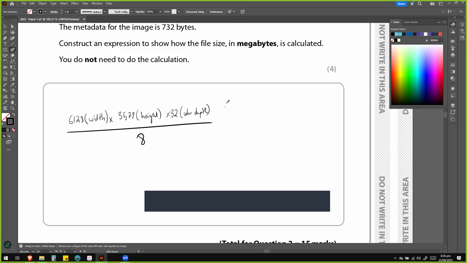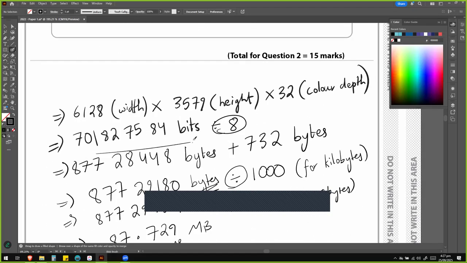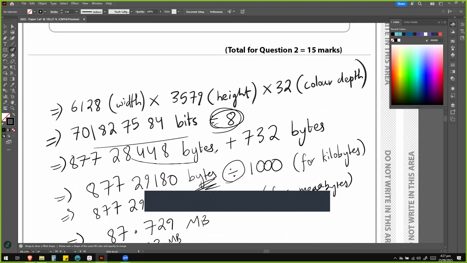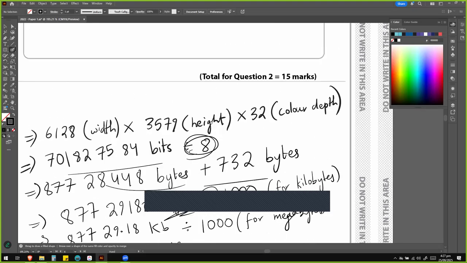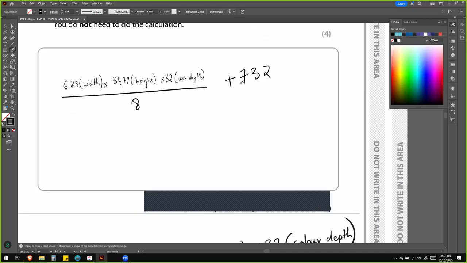Divide all of this with 8, and then add 732. So this is what we did right here. We did this answer. We got it in bits. We did divide by 8. We got it in bytes right here, and then we added 732. So the answer that we got in bytes, we're adding it to 732. Okay, so that part is done.